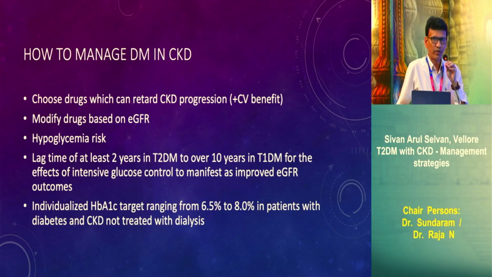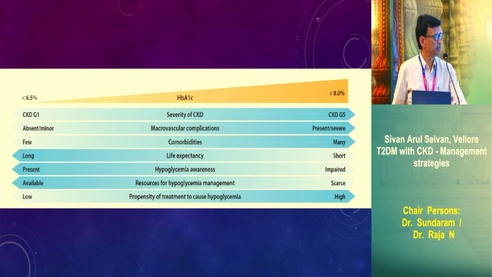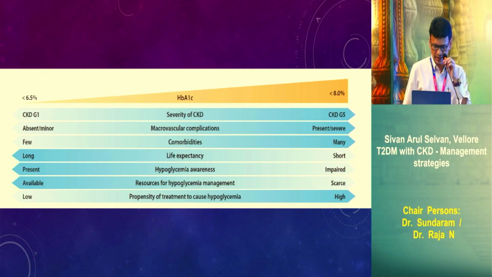But you need not be over-aggressive in glycemic targets, especially in stage 4 or stage 5 CKD, because for getting the glycemic benefits, you may have to achieve good glycemic control for 2 to 10 years. So in the patient's shortened lifespan, shortened survival, you can relax the targets. So targets may be anywhere between 6.8 to 8 according to the patient's CKD levels, patient's other complications, hypoglycemia risk, etc. So it is an individualized target, not a single target.